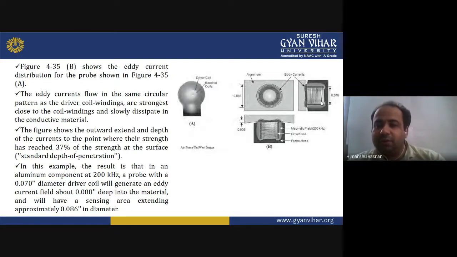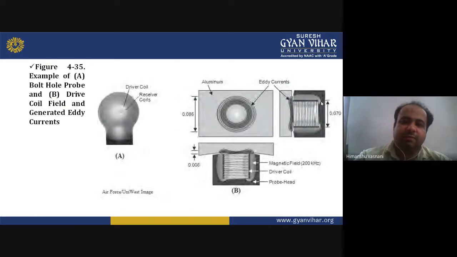So you can see how the setup is given. In this example, in an aluminum component at 200 kilohertz, a probe with a certain diameter driver coil will generate an eddy current about 0.08 inches deep into the material and will have a sensing area extending approximately this much in diameter, which is really interesting. You can see the same diagram that we discussed in the previous slide.